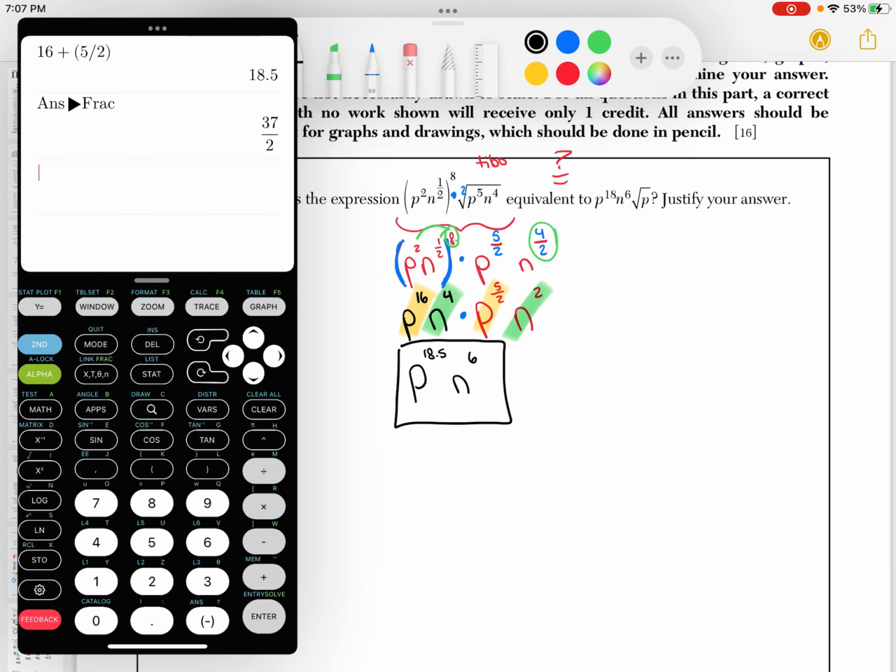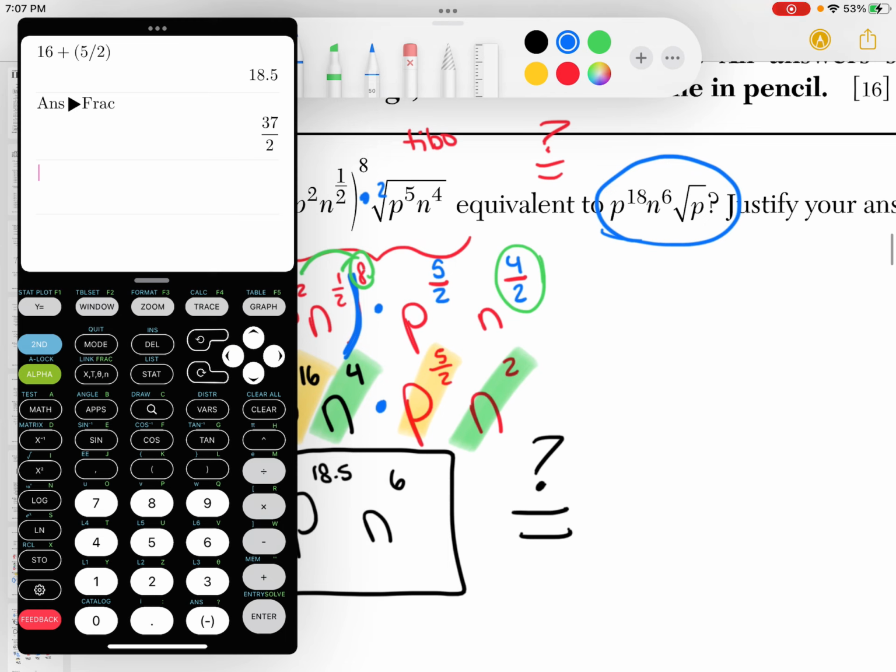So when I simplified this side completely, that's what I got, and I'm trying to see if that's equal to this. First, when I looked at it, I thought it was fully simplified, but I can tell looking at it now that it's not because there's a p here and a p here. That needs to be simplified. I also don't even know how I missed this before, but this is under a radical. To use your exponent rules, you can't have it as a radical, so I need to do TIBO again for this side. So the p to the 18th and n to the 6th is going to stay, and I'm simplifying this right now.